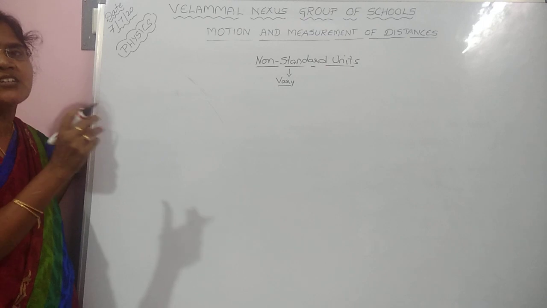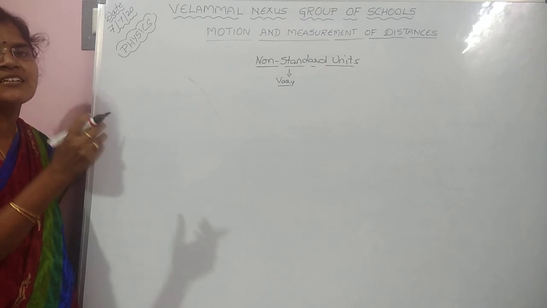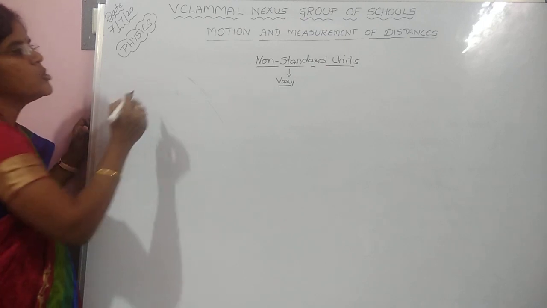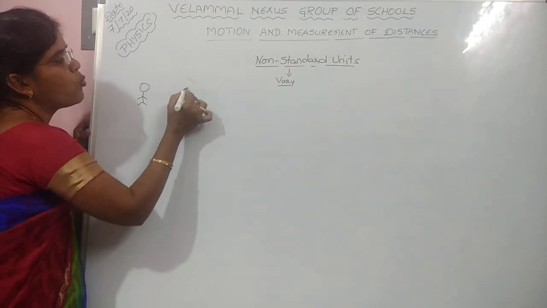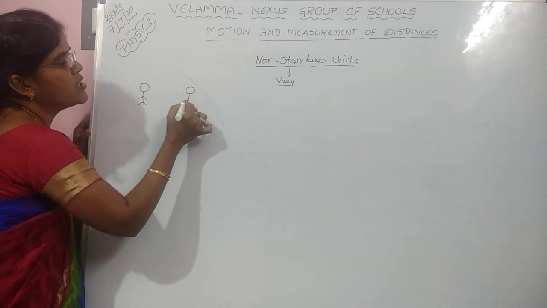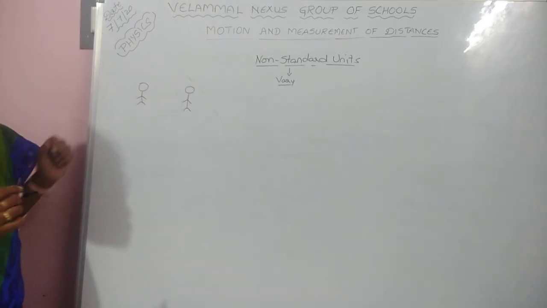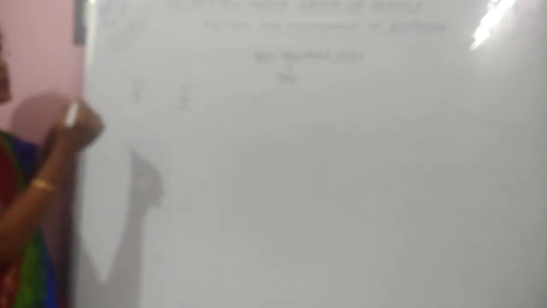Now, see here children, I want to share a discussion which is mentioned in your textbook. Two friends are sitting at a desk. One day, they got a small dispute. They want to share the bench equally. Could you give an idea? How can they share the bench equally?